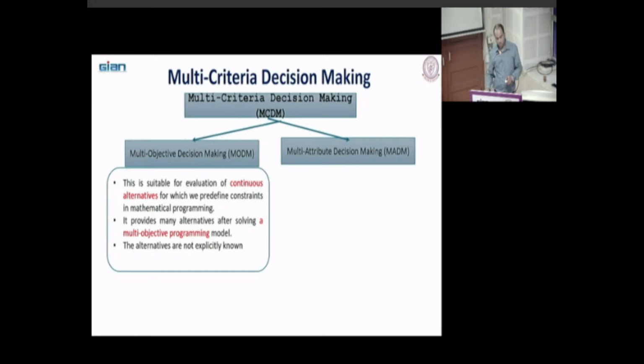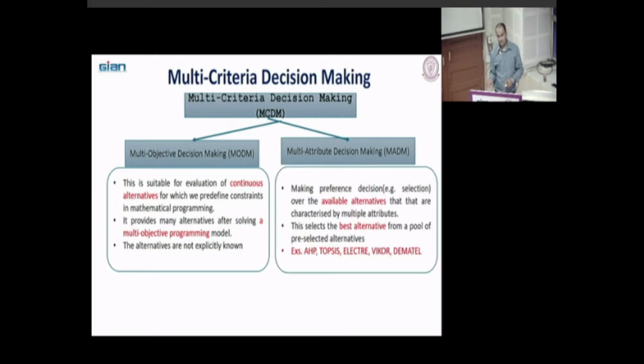MODM is suitable for the evaluation of continuous alternatives for which we predefine constraints in mathematical programming. So MODM means mathematical programming and we generate the solution there. We don't know the exact solutions there. It provides many alternatives after solving that model. The alternatives are not explicitly known. In case of MADM, we don't generate any solution. We know the criteria, we know the alternatives, we use the method and experts' opinion and we select the best alternative among the given alternatives. That's the only job we do in MADM. Examples are AHP, TOPSIS, VIKOR, DEMATEL and so on.